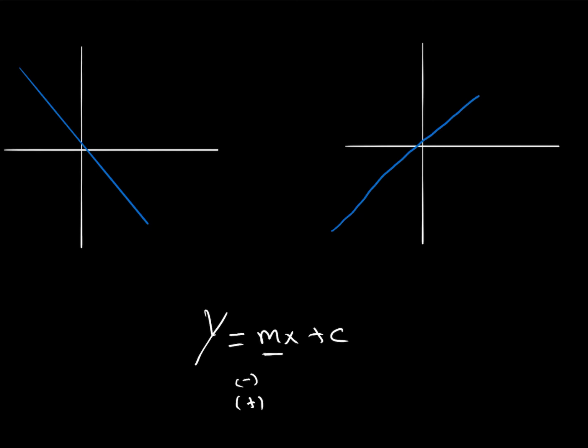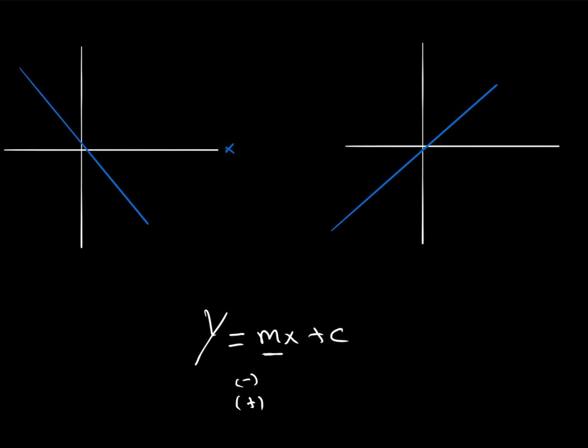So let's check some equations. We have y is equal to mx plus c. What happens when the gradient is negative and positive? Let's see it on a graph. We can tell our gradient is negative if it's going like this, and we can tell our gradient is positive if it's going like this. Just imagine it as going down and going up.